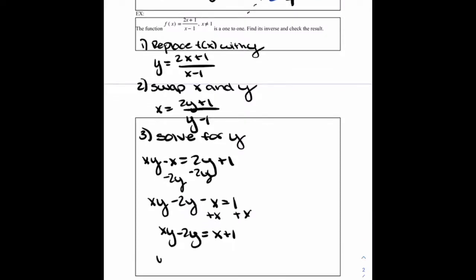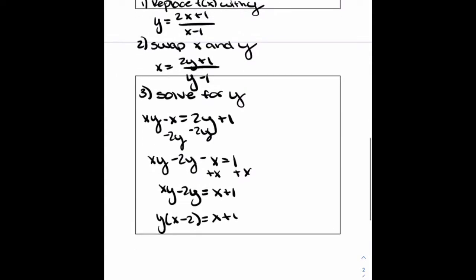On the left side, I'm going to factor out a y because they both have it in common and have y times x minus 2 equals x plus 1. Then to solve for y, I'm going to divide by that x minus 2. So I'm left with y equals x plus 1 over x minus 2. So here we want to state the excluded value, and that is x cannot equal 2 because 2 minus 2 would be 0 in the denominator, making it undefined.